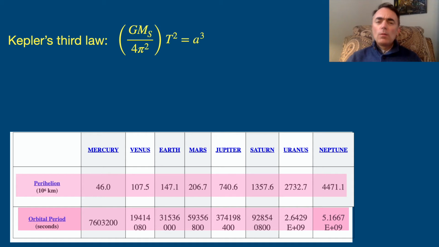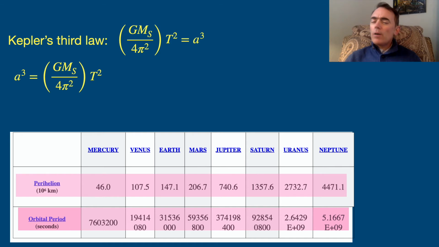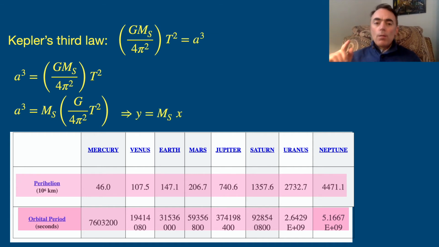Well, better, I will write an equation for a straight line, for a linear expression. What I have here is an equation with 2 variables, T and a. I can plot a cubed versus T squared. The slope is going to be this constant here. If, as the horizontal variable, I use G over 4 pi squared times T squared, that's my new variable, instead of just T or T squared, then the slope will just be the mass of the Sun.